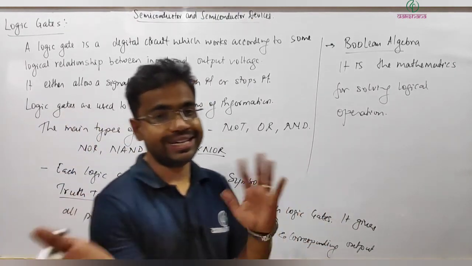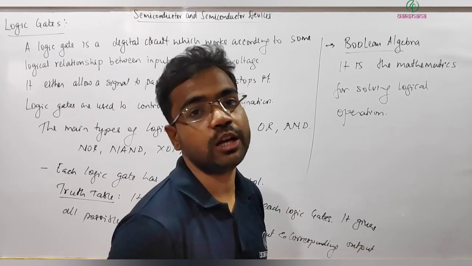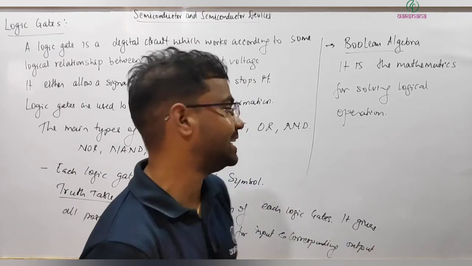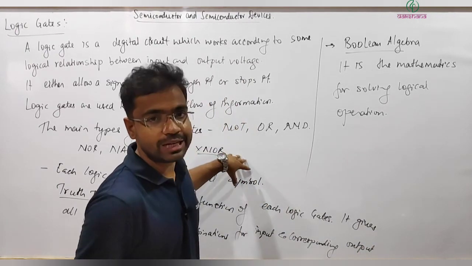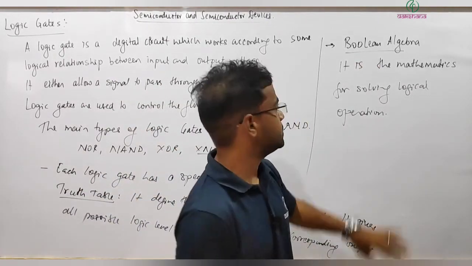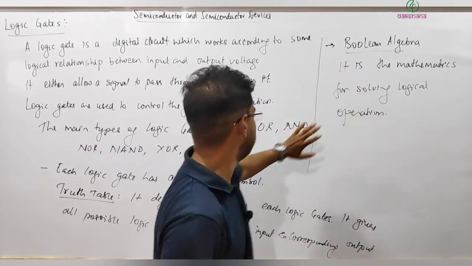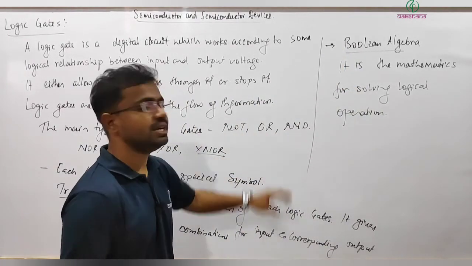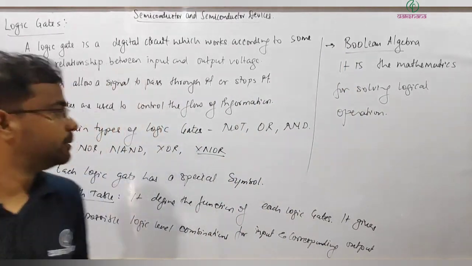Basically, a truth table tells the different possible combinations of input logic levels and output logic levels, to understand their mathematics for logical operations. For that, we have Boolean algebra. So we will talk a little bit about Boolean algebra, and let's first understand the function of each logical gate and how it is represented.